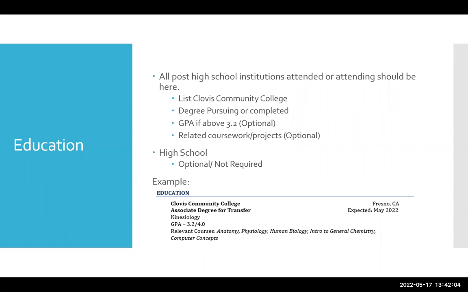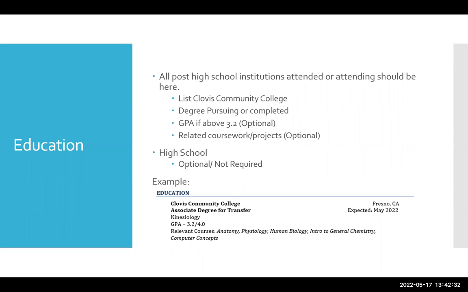You have the college listed. See too how we don't use acronyms with anything that we're talking about here. We don't put CCC, we put Clovis Community College. On the very right hand, you do have your city and state. Again, California, if you're going to be using abbreviations, it is a capital C and a capital A. Next, you do have the degree that this student is pursuing. In this case, they are pursuing an associate's degree for transfer.